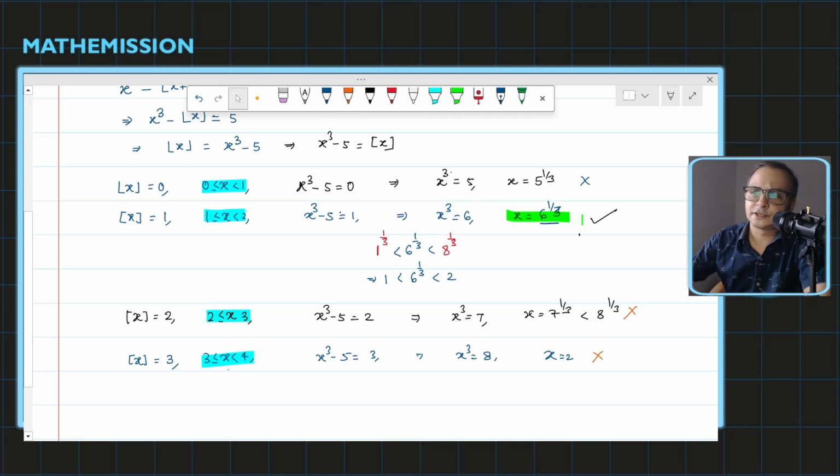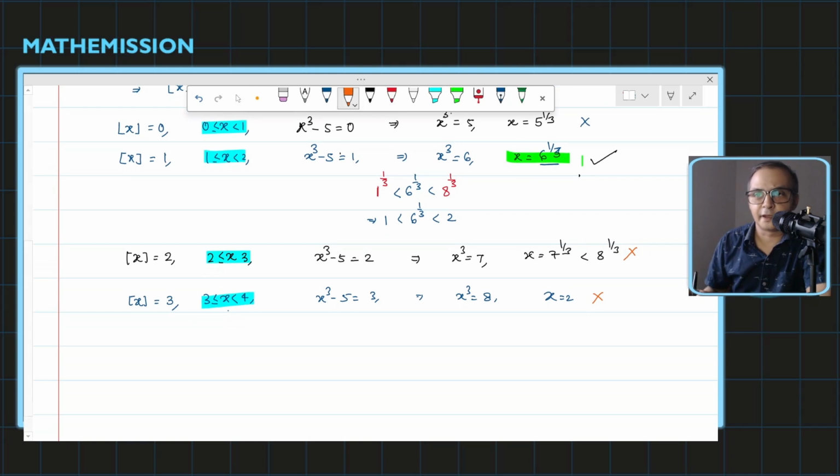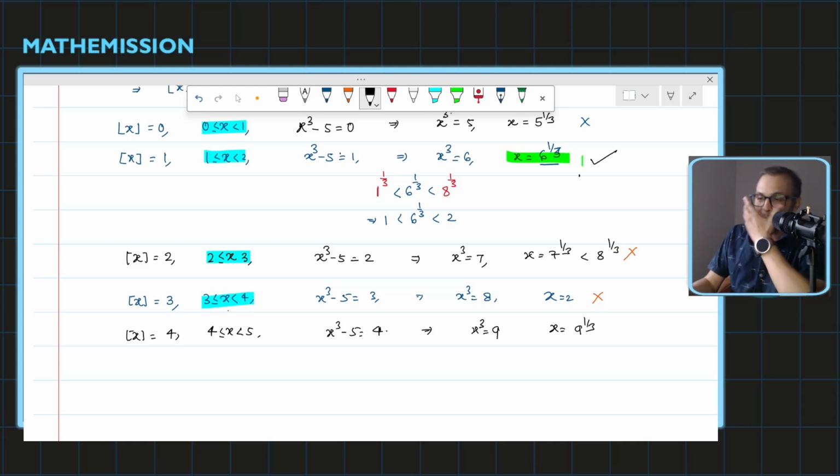So what is the consequence of this kind of pattern we observed? It's easy to now infer something. Let's do one more and then we will infer it. If I have box equals 4, x will lie from 4 to 5, and so I have x cube minus 5 is equal to 4. This will turn into x cube is equal to 9. So x equals 9 to the power 1 by 3. Now notice 9 to the power 1 by 3 is certainly greater than 8 to the power 1 by 3, that is greater than 2. But still it's less than 10 to the power 1 by 3. Correct?